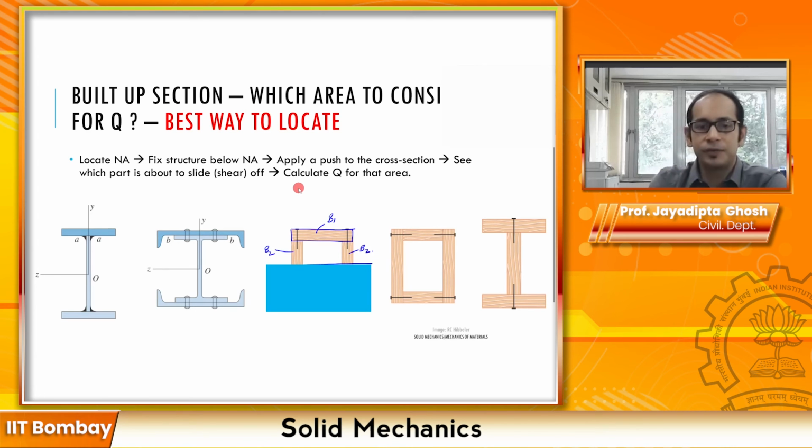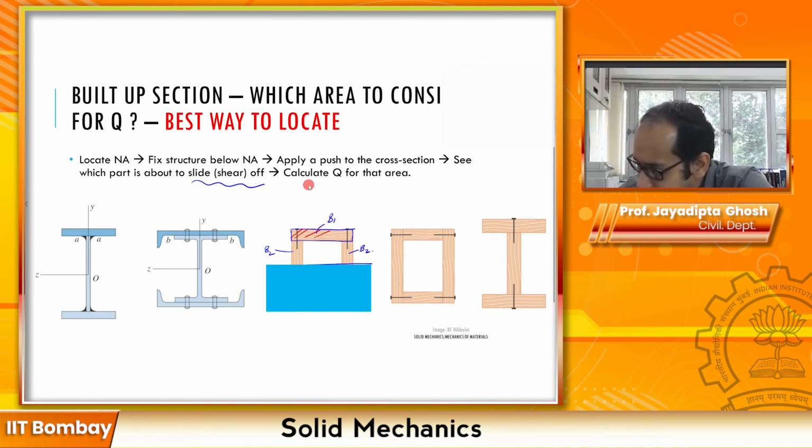Okay. So if these nails are not there, if I fix it and try to push this section, which is the area about to slide or shear off, the B1 is supposed to slide or shear off over here. So you are essentially going to calculate the Q for this entire area. These nails that you have over here are resisting the shear which is acting over that area which is supposed to be sheared off or slid off.